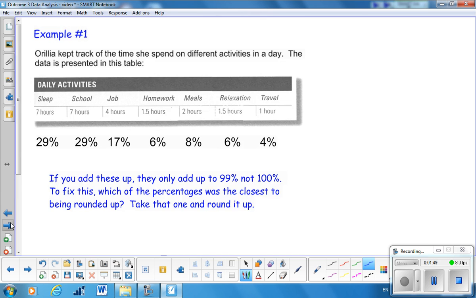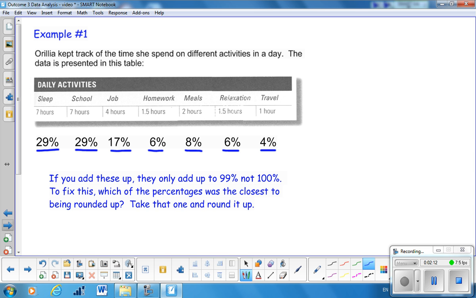Here's how it should work out. 29% for sleep, 29% of the day is going to school, 17% at her job, 6% doing homework, 8% eating meals, 6% relaxing, and travel is 4%.